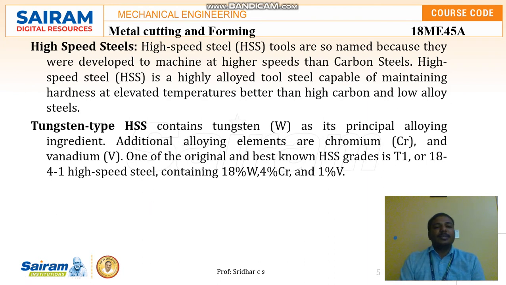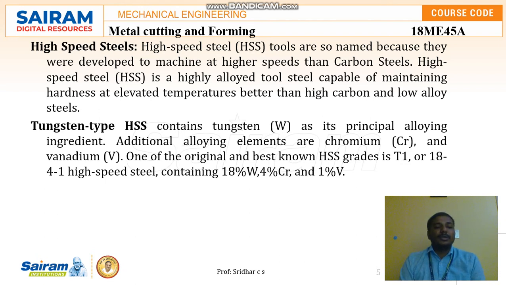Next is about the high speed steels. The high speed steels are mainly used when we are using machines at higher speeds. The high speed steel is a highly alloyed tool steel, and it maintains its hardness so it can withstand more temperature. It is the most commonly used tool in the machining process.